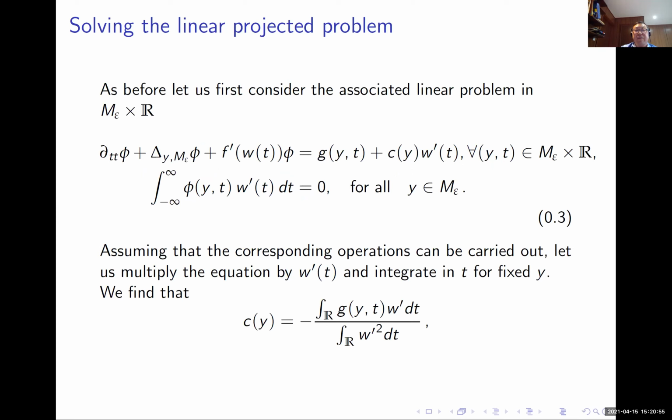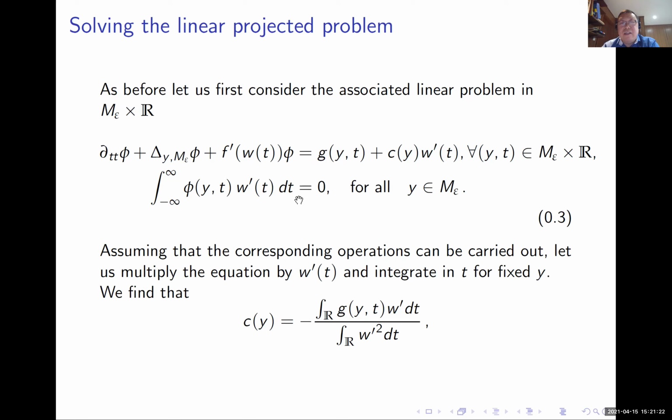So as before, we first consider the linear problem. It's a simple linear problem. So we take ∂_t φ plus Laplace_M ε φ plus f'(w) φ equals some right-hand side, plus some Lagrange multiplier, equals 0. So this will be a toy model. This will be like a linear problem.